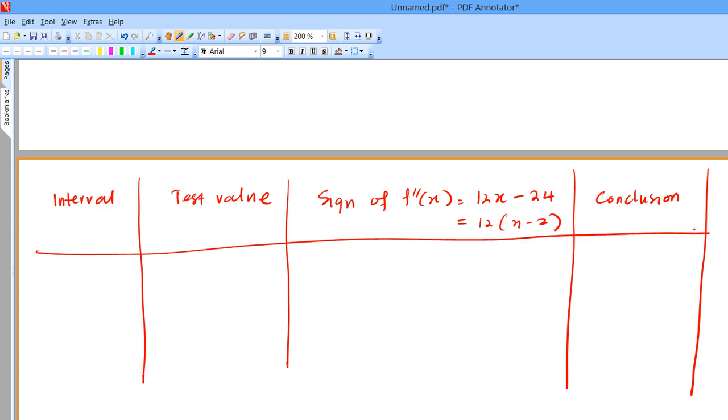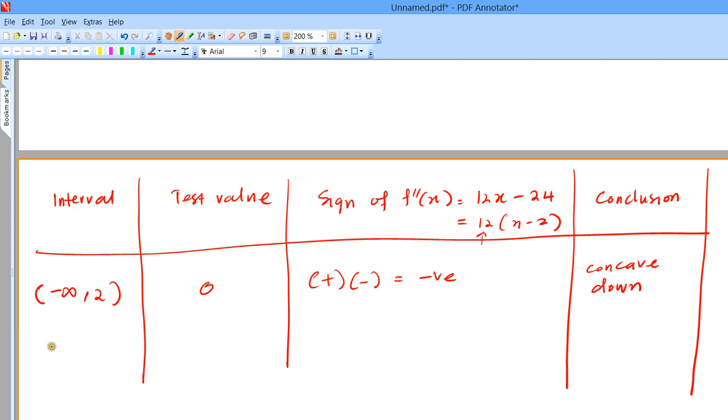Okay, the first interval we have negative infinity to 2. So for the test value we can choose x equal to 0, and then substitute 0 into f double prime. So we have the first term, 12, which means positive. The second term, 0 minus 2, negative. We have a negative sign. Okay, a negative sign means concave down. So you can make the conclusion: concave down.